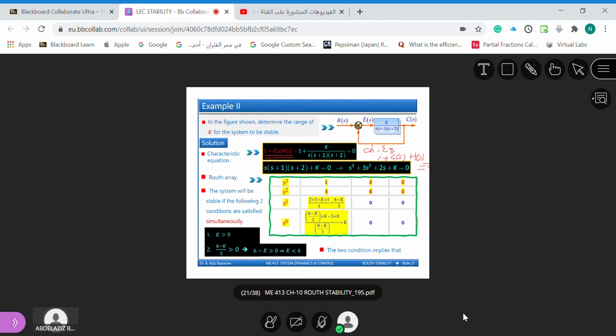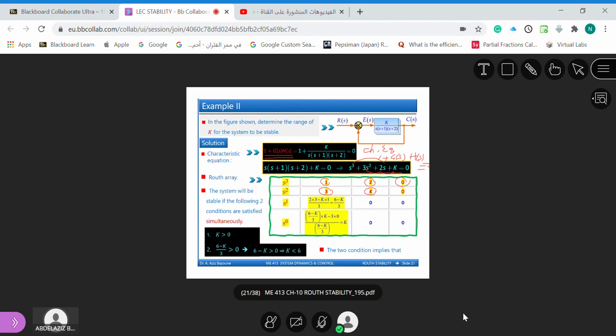Now you get the characteristic equation in terms of S cubed plus 3S squared plus 2S plus K is equal to 0. You form the Routh array. S cubed will be 1. You jump, the next one will be 2S, 2. And then you jump, the next one will be 0. Now S squared, you have 3. And then you jump the 2, you will have K. So here you will have 0.